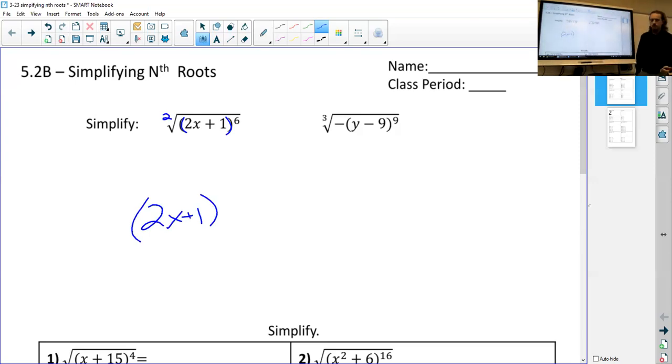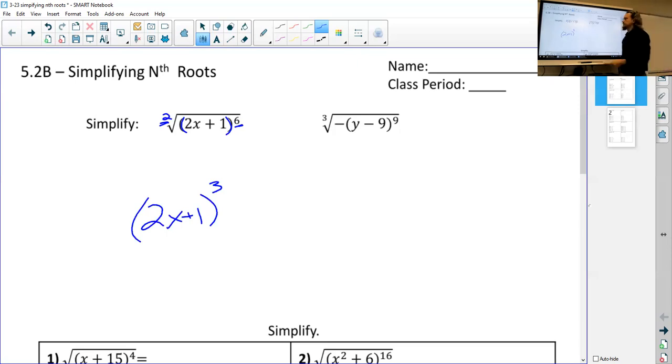So the only thing I really want to look at is what is my index and what is my power under the radical. And then we simplify that the same way we did yesterday. So we could think of it as just division. So 6 divided by 2 is 3. So this is going to become 2x plus 1 to the 3rd power. Okay? And that's almost our answer.